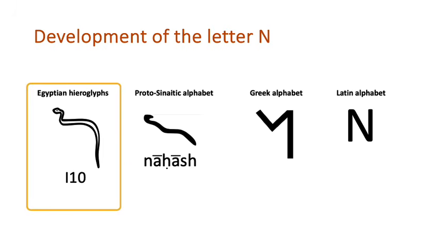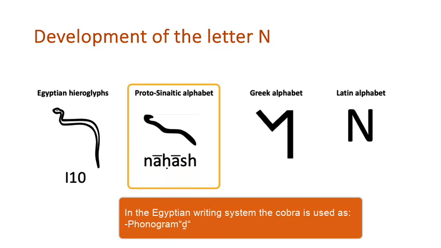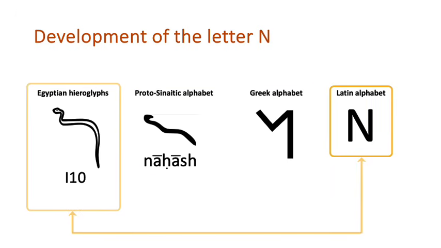Also, the Egyptian sign for snake was used in the Proto-Sinaitic script. The word for snake is in the Semitic language Nachash. The sign was used for the first sound of the word Nachash, so the N. This became the Greek letter Nu and the Latin letter N.